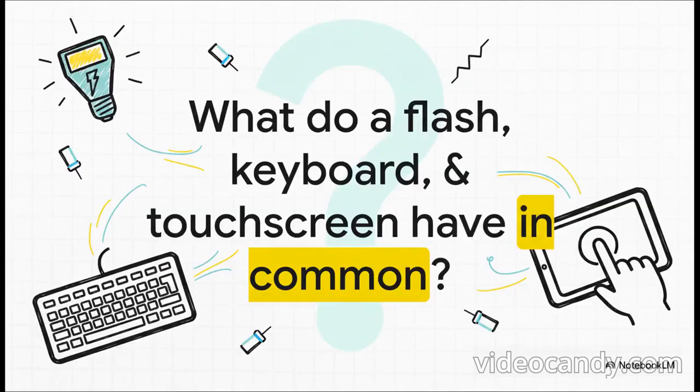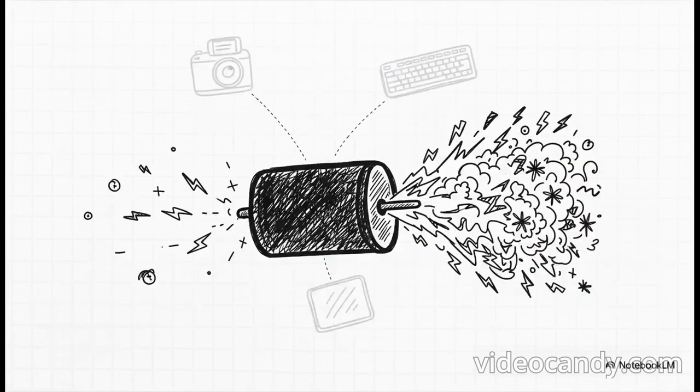So, what do a camera flash, a computer keyboard, and your phone's touchscreen all have in common? I know, it sounds like the start of some kind of tech riddle, right? I mean, these things seem totally unrelated. But believe it or not, they all rely on one tiny but incredibly powerful little component that's doing all the heavy lifting behind the scenes. And that little component? It's the capacitor.